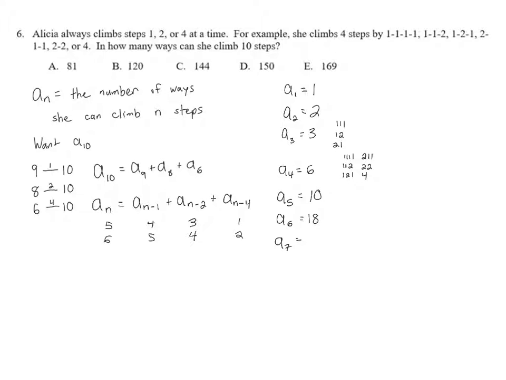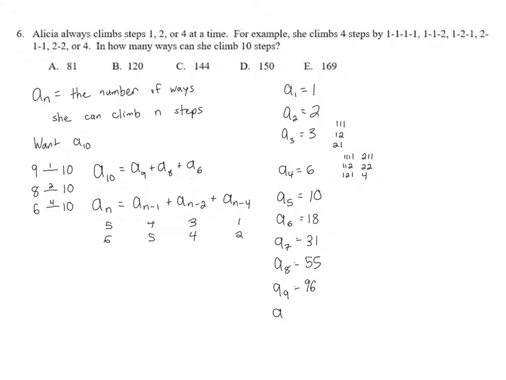And so on. A sub 7 is going to be a sub 6 plus a sub 5 plus a sub 3. 18 plus 10 plus 3 is going to be 31. A sub 8 is going to be a sub 7 plus a sub 6 plus a sub 4. That's 31 plus 18 plus 6, which is 55. A sub 9 is going to be a sub 8 plus a sub 7 plus a sub 5, which is 55 plus 31 plus 10, which is 96.